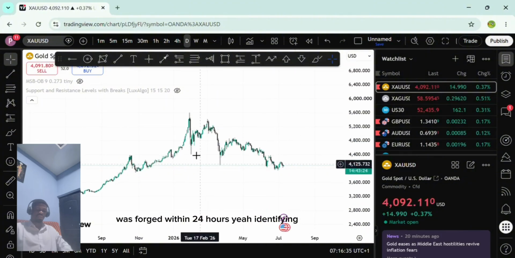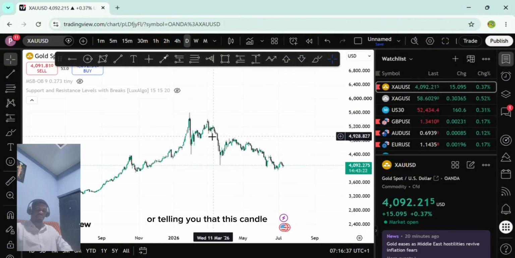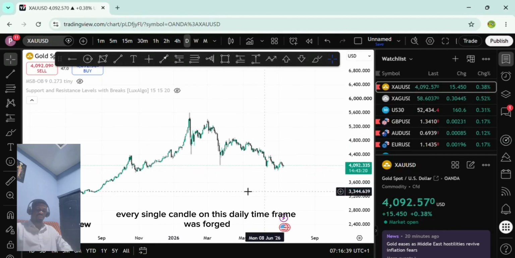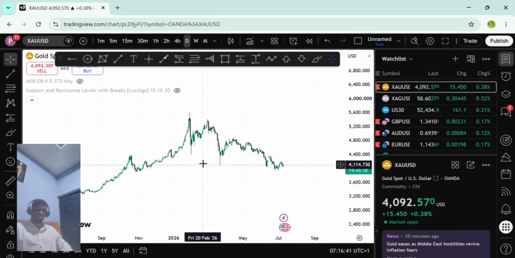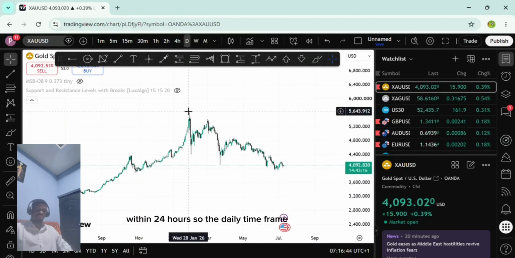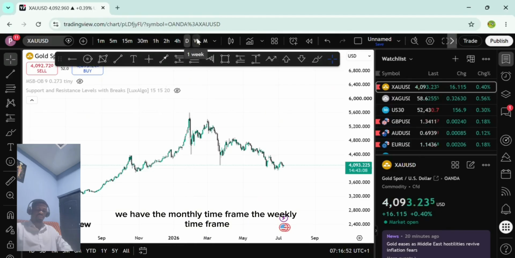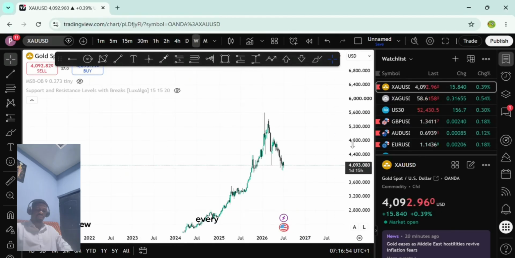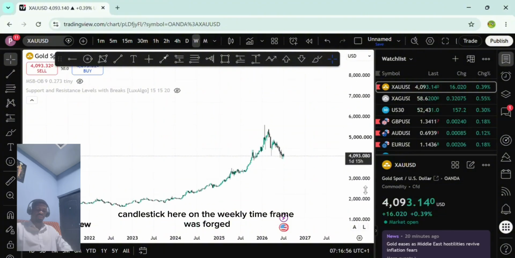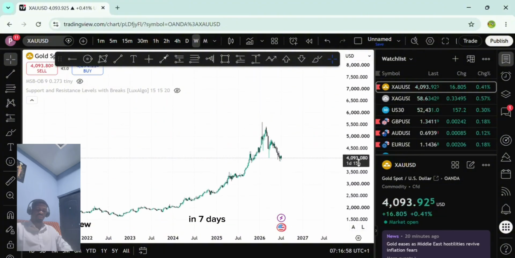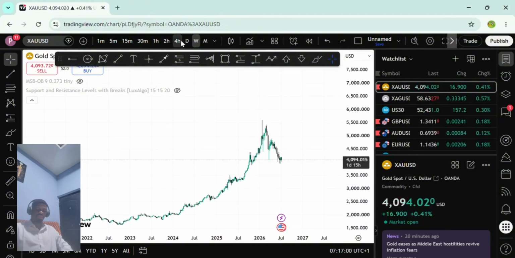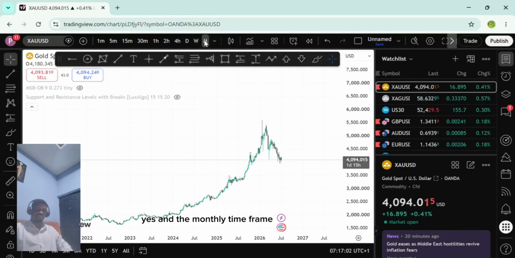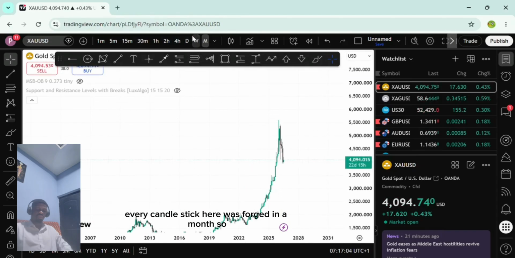Every single candle on this daily time frame was forged within 24 hours. So the daily time frame is like a higher time frame. We also have the weekly time frame and the monthly time frame. On the weekly time frame, every candlestick was forged in 7 days, and on the monthly time frame, every candlestick was forged in a month.